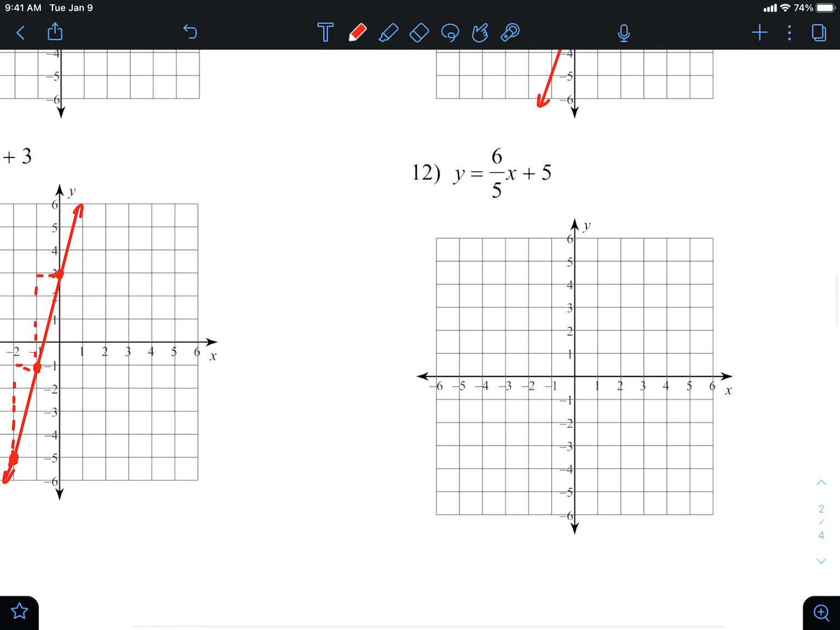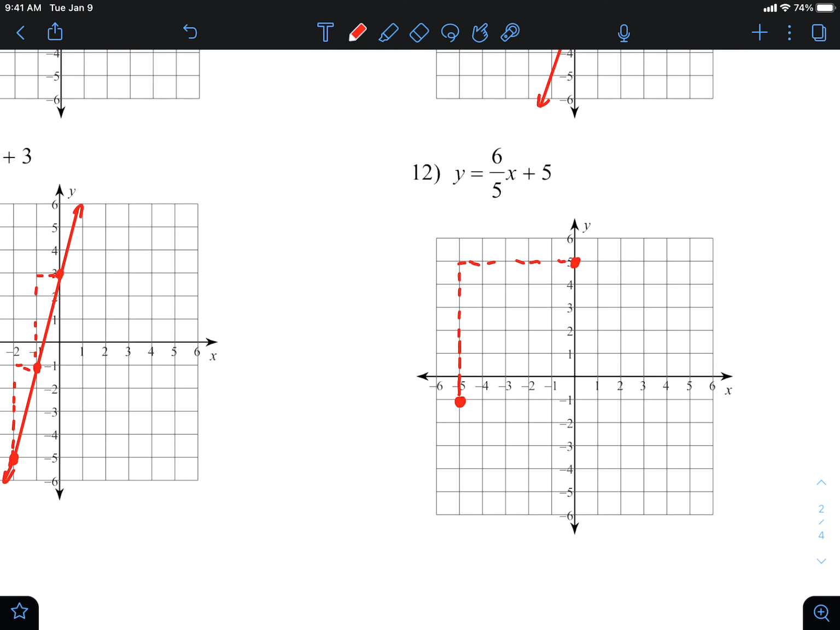And then the last one. Y is equal to 6 over 5x plus 5. So we again start quite high on the graph. And we know that as we go 5 units to the right, we'd be going up 6. Of course, we don't have enough space to do that. So we're going to have to go 5 units to the left and then go down by 6. So 5 units to the left, down by 6.